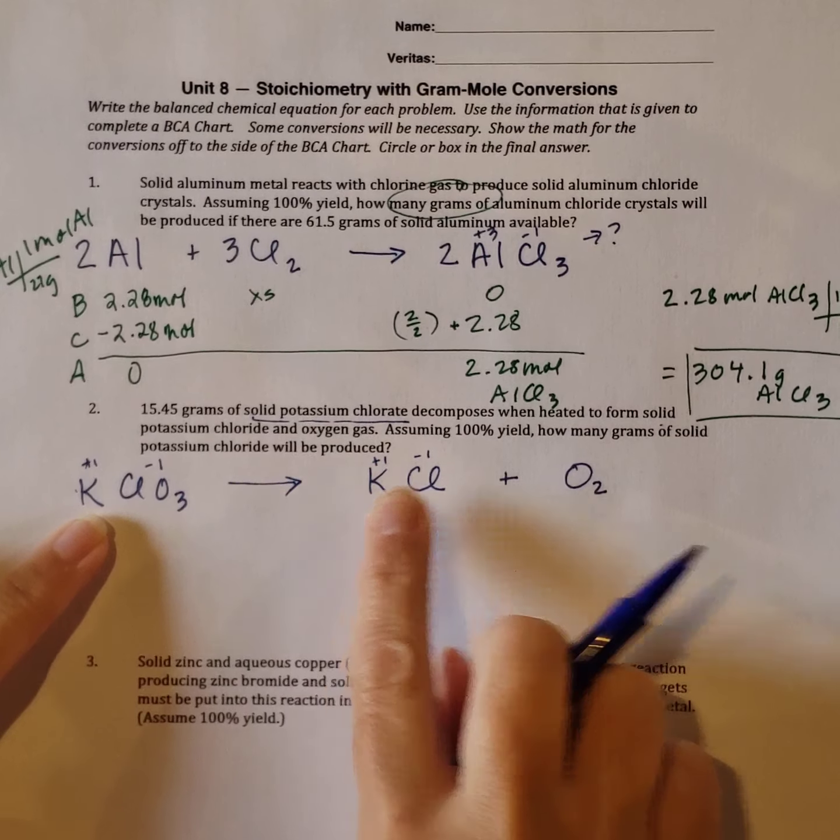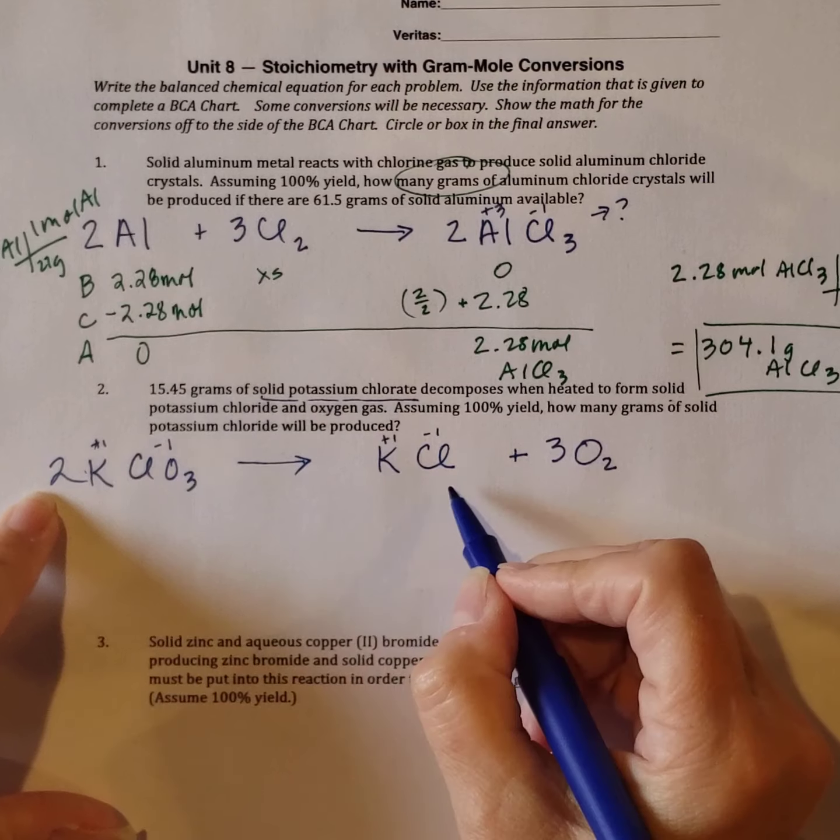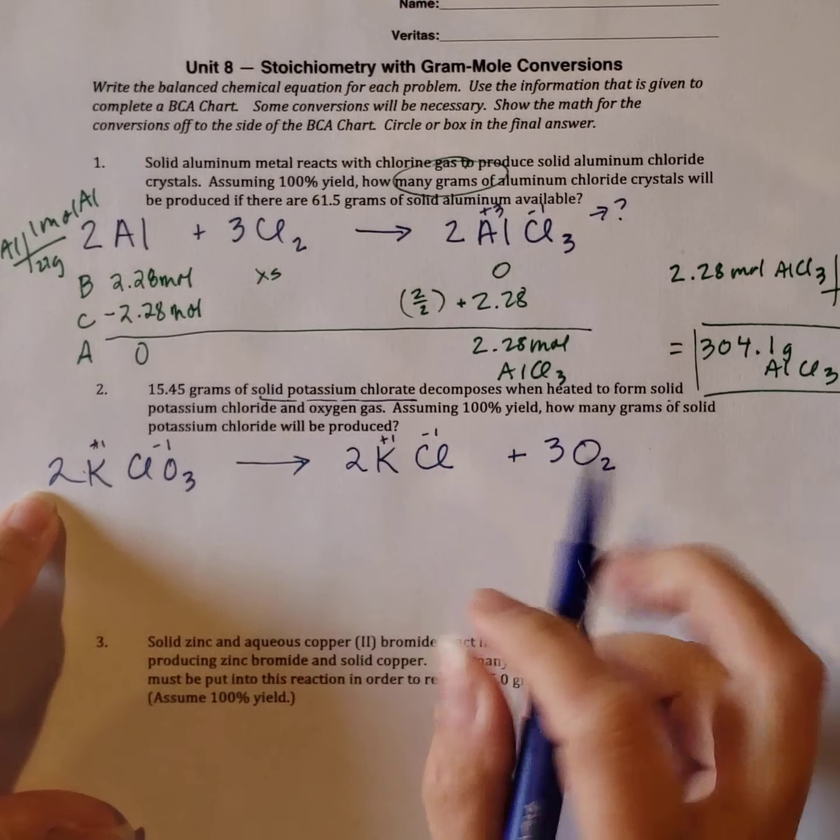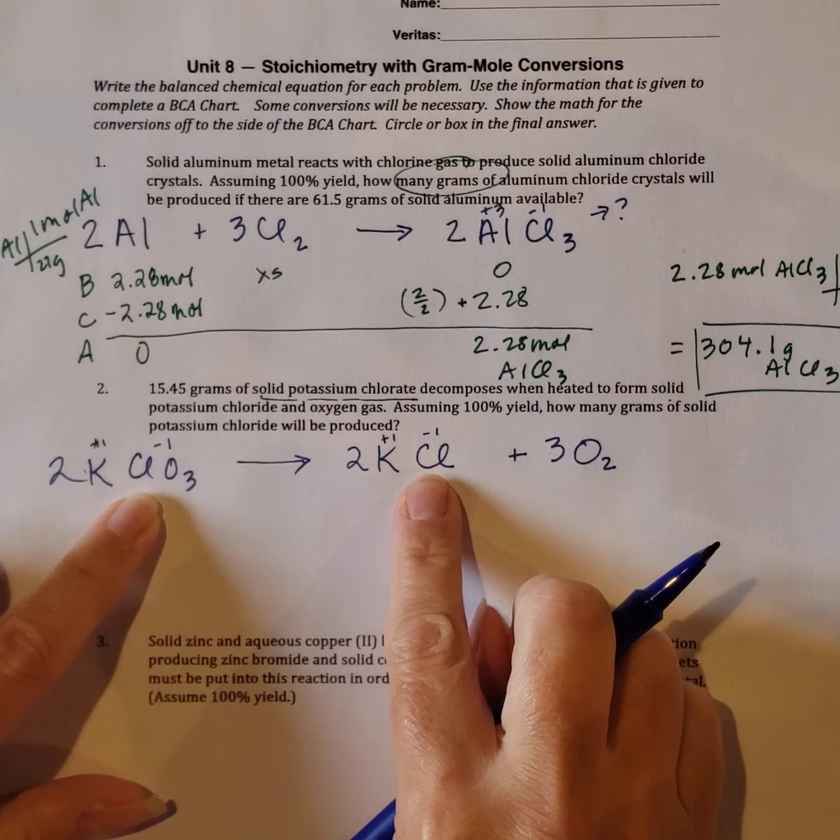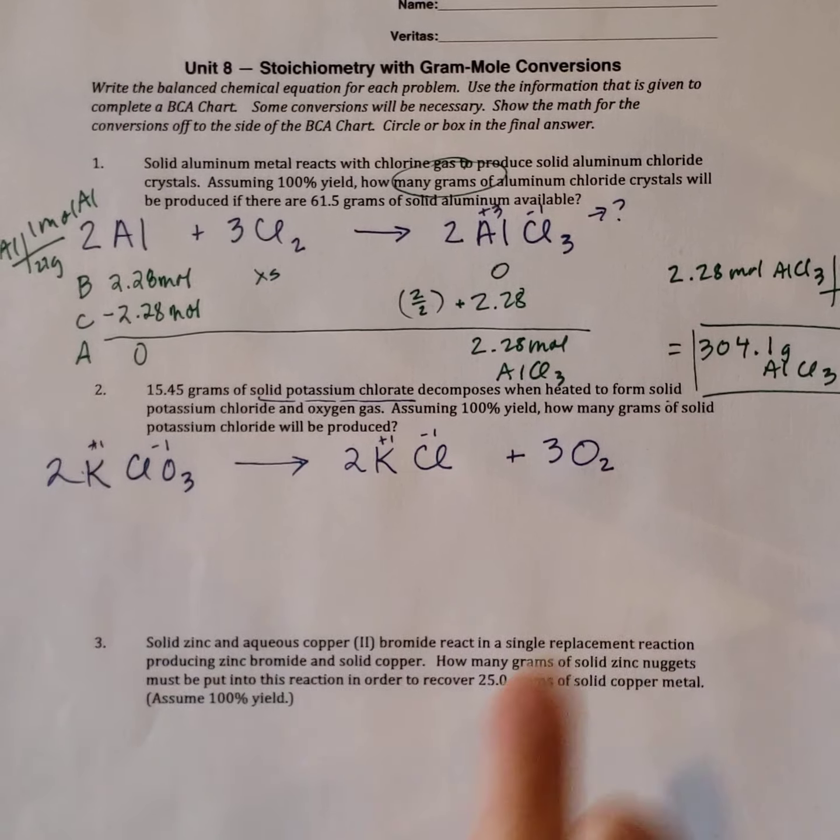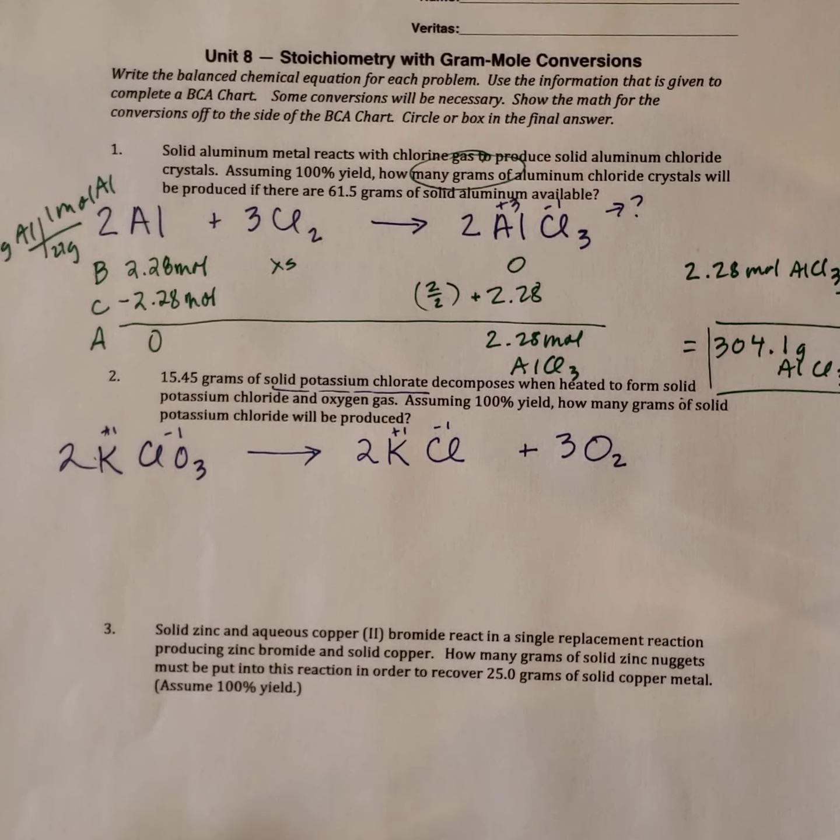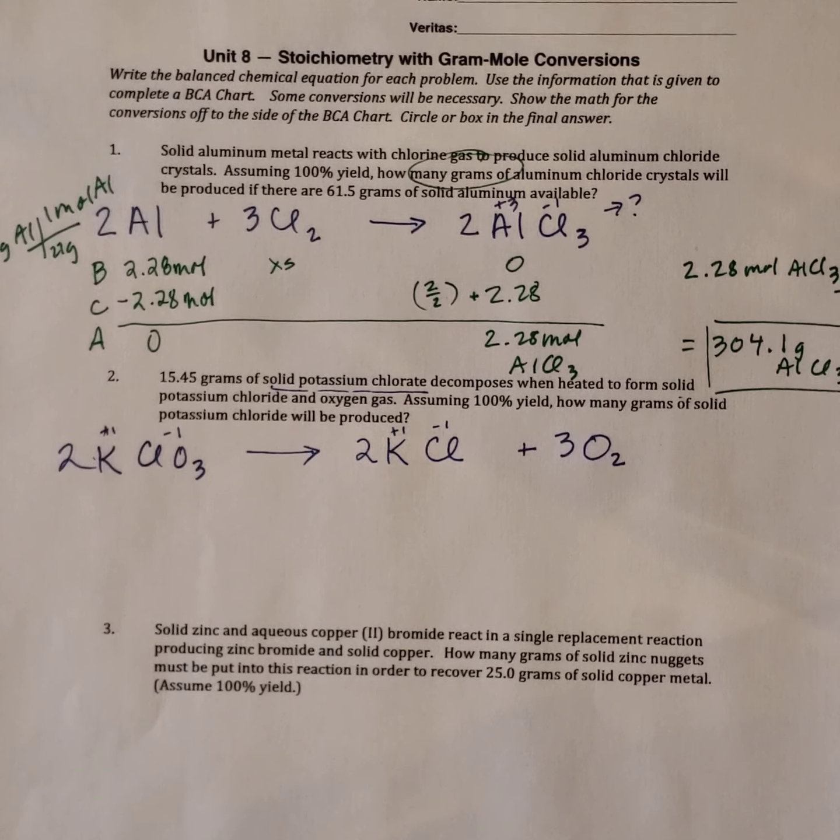Now let's look at the reaction itself. Is it balanced? I have 1 potassium, 1 chlorine. Here I have 3 oxygen, here I have 2 oxygen. 2 times 3 is 6, so I want 6 oxygen on each side. I'm going to put a 3 here and a 2 here, and I need a 2 here. 2 potassium, 2 chlorine, 6 oxygen, 6 oxygen. All right, so I have my ratio built because I have a balanced equation.